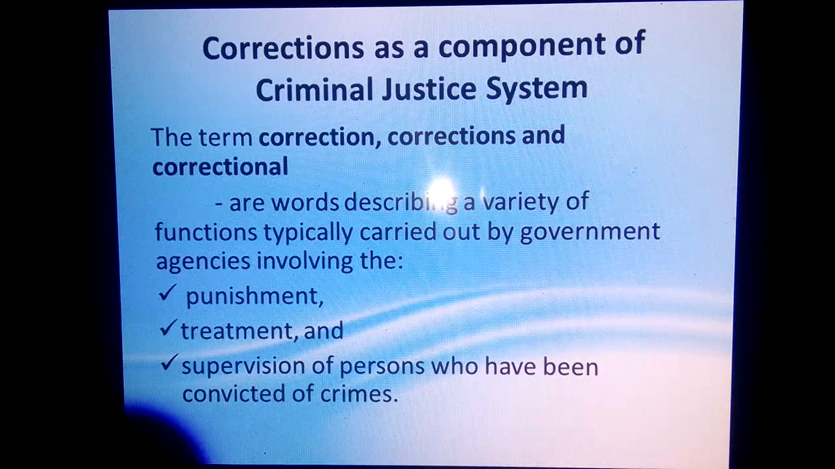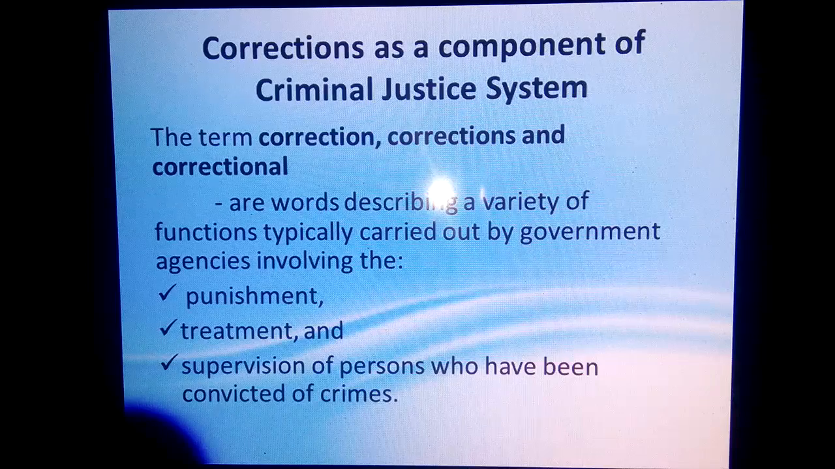Meaning to say, from the perspective of corrections or the correctional, it is wherein the government agencies do their part and their functions, which involve, first, punishment. It is not a punishment that we know in terms of physical punishment, mental punishment, or physical or mental torture or emotional torture for that matter, but it is in the form of service of sentence while inside the penal institution. So there is what we call the prescription of penalty that should be served by the persons deprived of liberty while inside the penal institution or correctional institution.